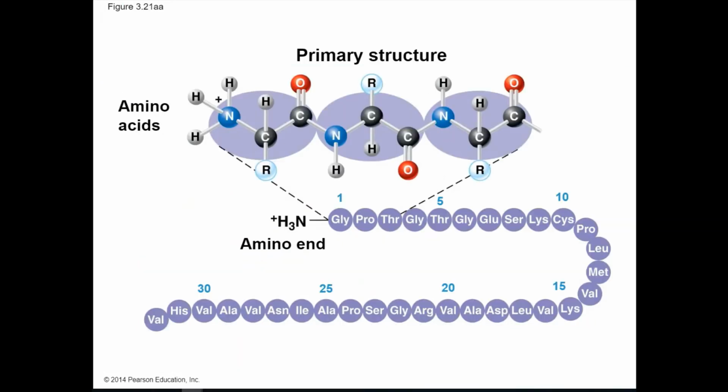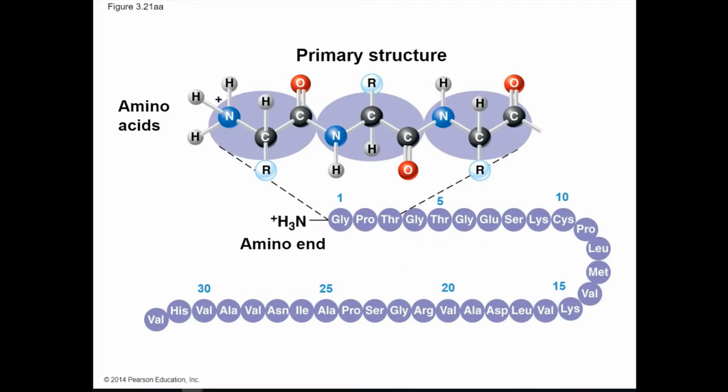So let's talk about primary structure first. The primary structure of a protein is just its sequence of amino acids. And notice there, we normally refer to amino acids by their number in their primary structure. So I can see that GLY, glycine, that is amino acid 1.